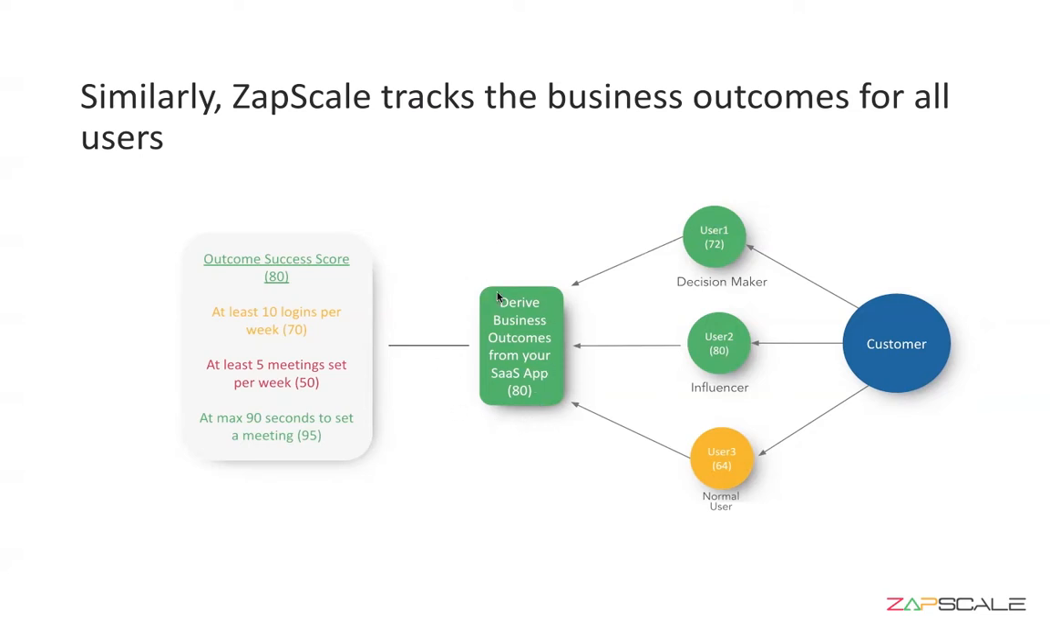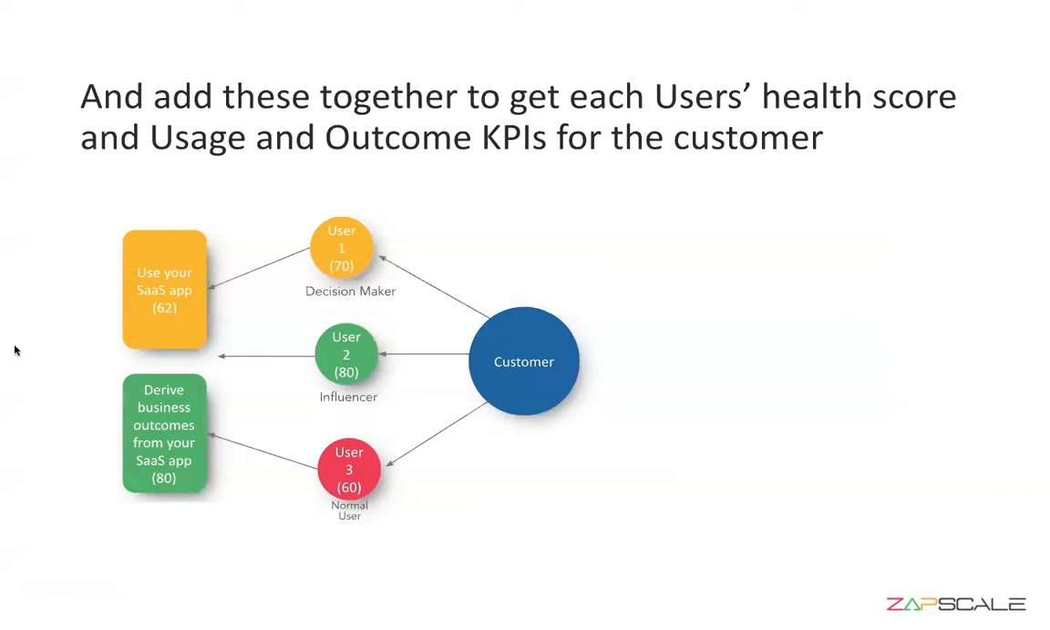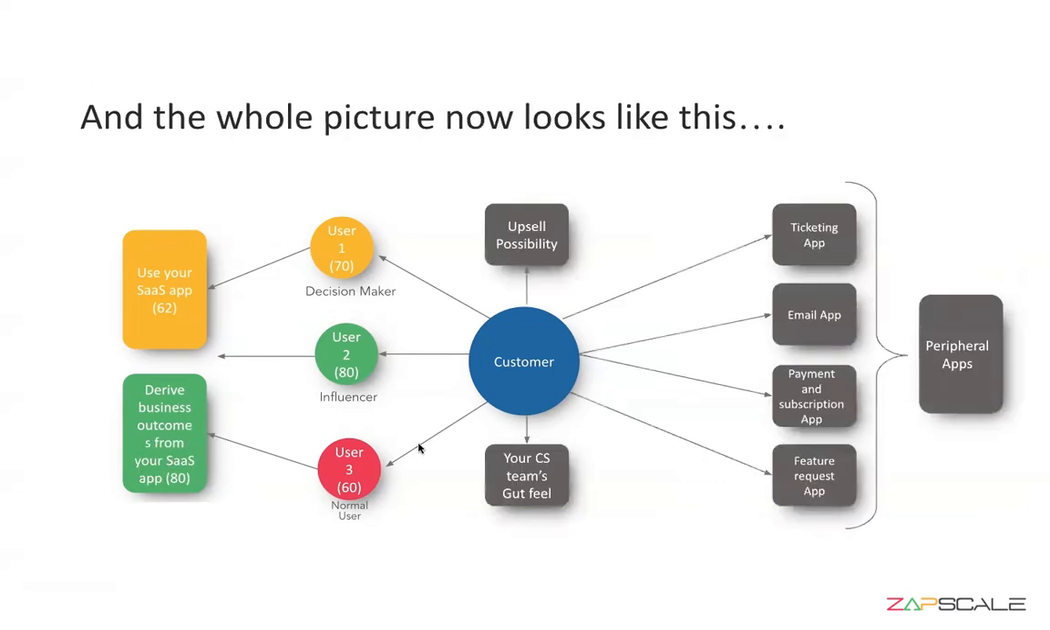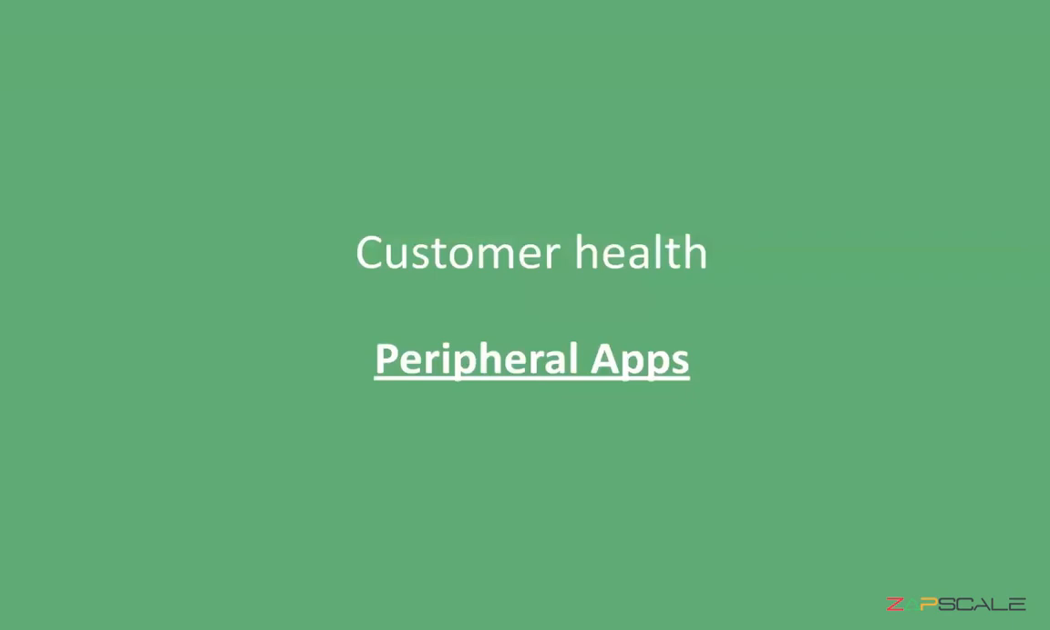So now with your usage and outcome sorted, you have your product part sorted. So you know how your customers are using your product, how they are deriving outcomes, and how each of their users are faring with respect to their health. Now, putting it back to the whole picture, let us next look at your peripheral applications or your third-party apps.